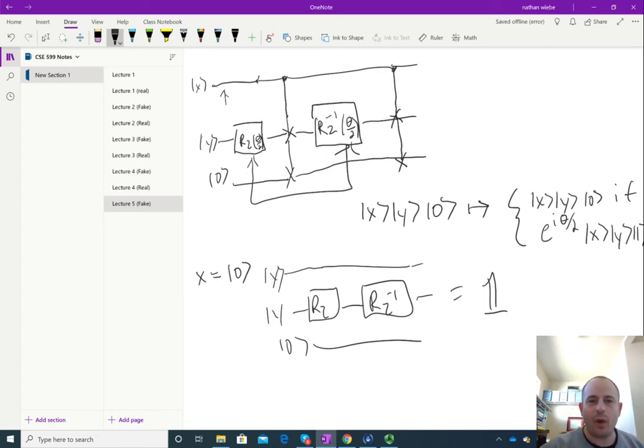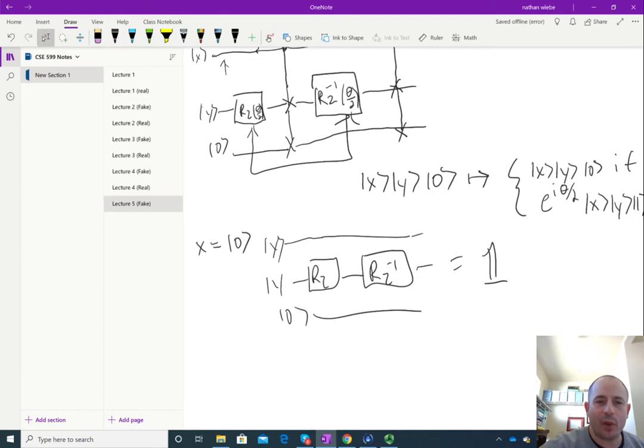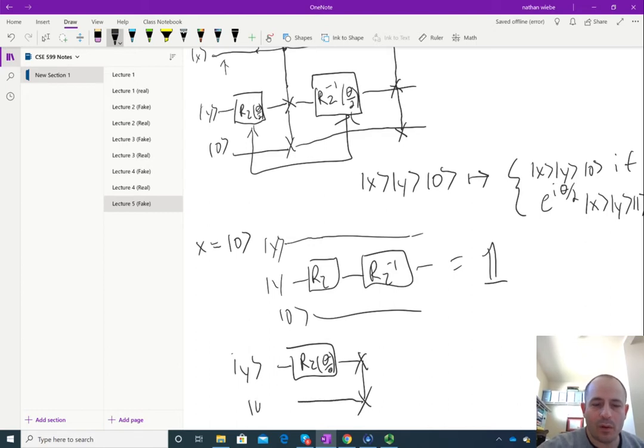If it takes the value 1, then the residual circuit that we end up getting from that will be of the form Y, RZ of theta over 2, swap, 0, RZ inverse, whoops, sorry, swap.